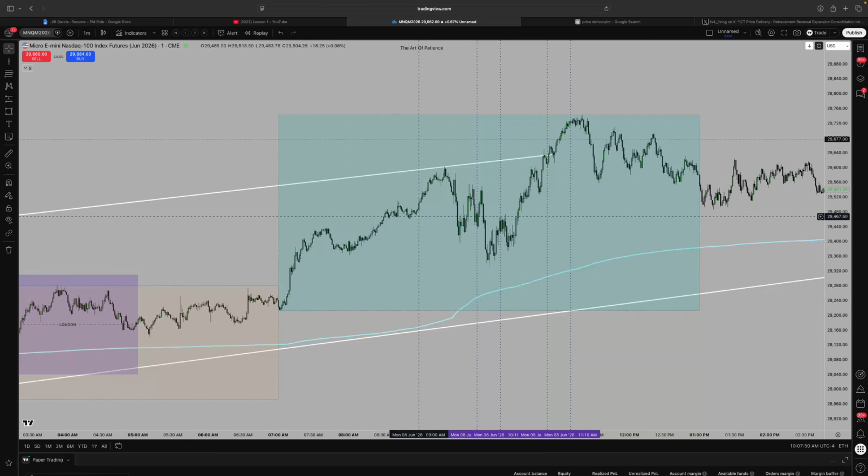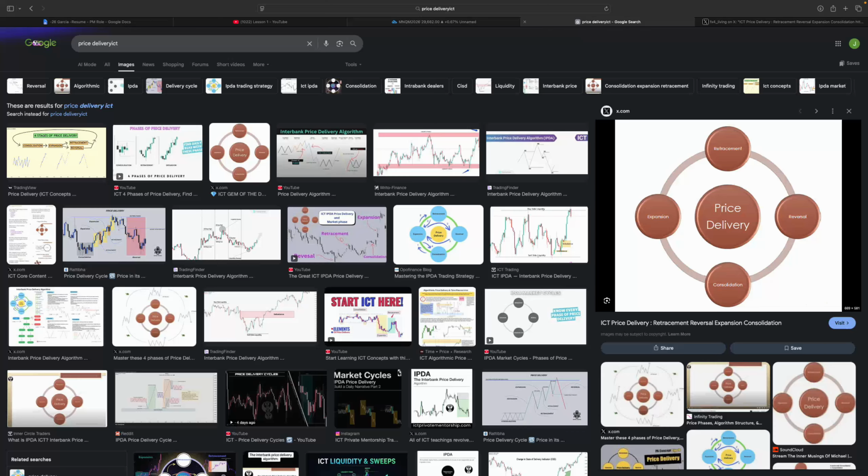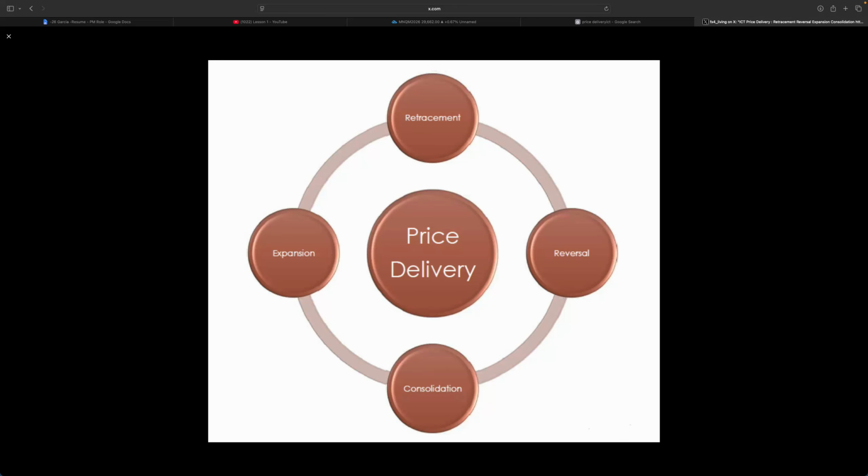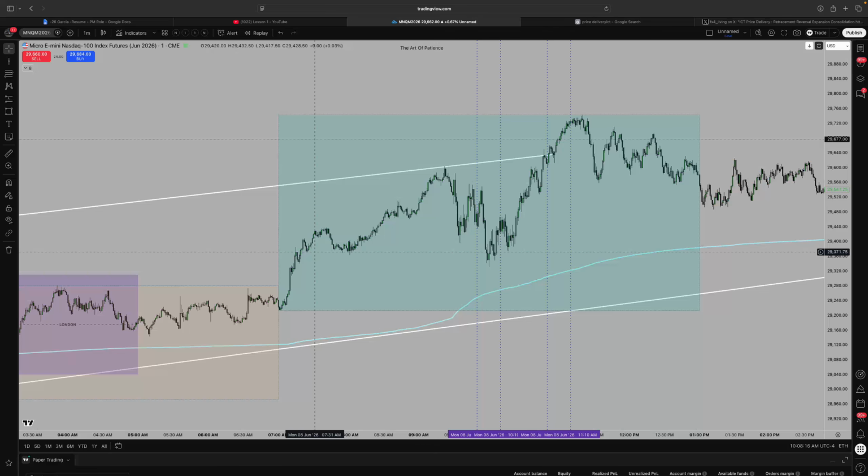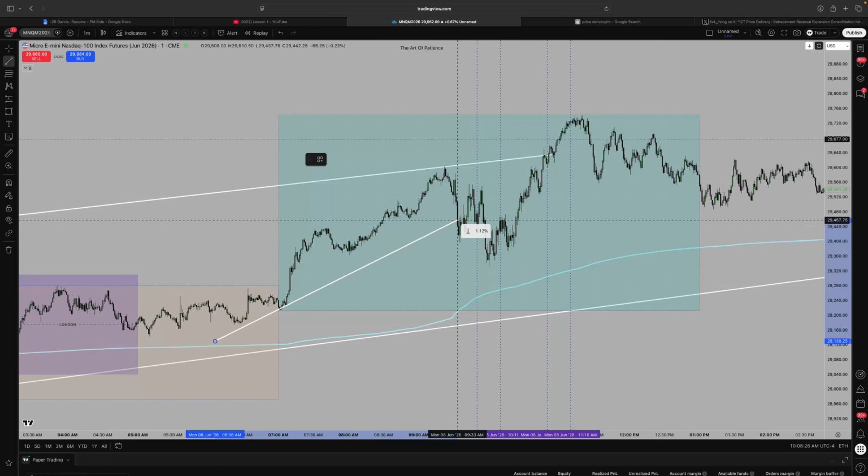There's been a lot of expansion move throughout the London session and the early AM New York session. So the first thing we want to anticipate is, okay, what is next after an expansion? We go into a retracement or a reversal. The first thing to note, because we're not going to trade before 9:30, is that we have an expansion move here.